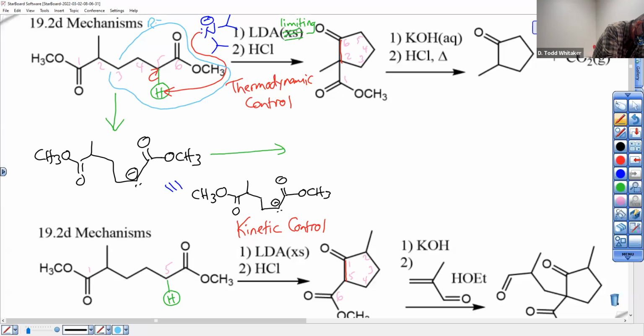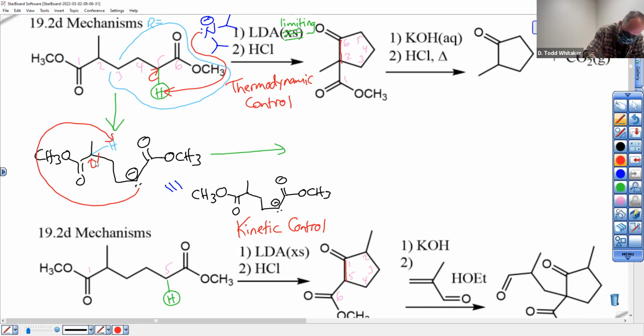R equals, and grab the H from here. Show the H here. And grab it from a second molecule, or even itself, maybe. 1, 2, 3, 4, 5. It can reach, the distance between this carbon and this H is 5. That's perfect. You don't even have to say intermolecular. Grab the H.